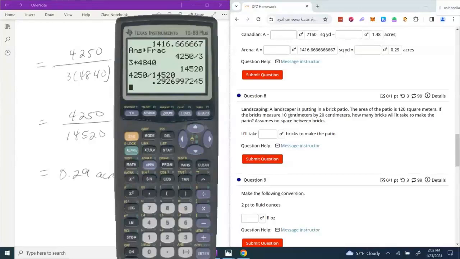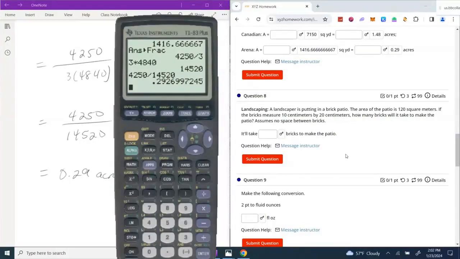So what we're going to do on this is change the measurement of a brick from square centimeters to square meters, and then figure out how many bricks we need. That's the first thing. The bricks are measured in centimeters, so the measurement of one brick is 10 times 20, which is 200 square centimeters. We're going to convert 200 square centimeters to square meters, and then divide to figure out how many bricks.